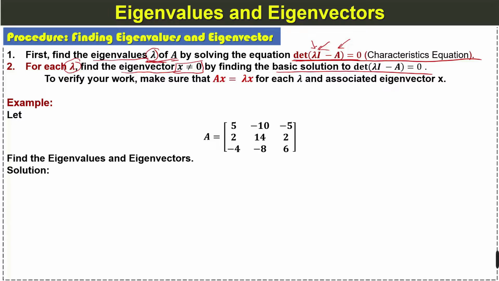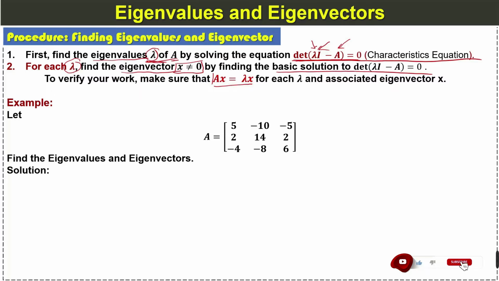For each lambda, find the eigenvector by finding the basic solution to this characteristic equation. So the second step is to find the eigenvector for each value of lambda. The third step is to verify this operation, that is, to check whether our eigenvector is correct or not.